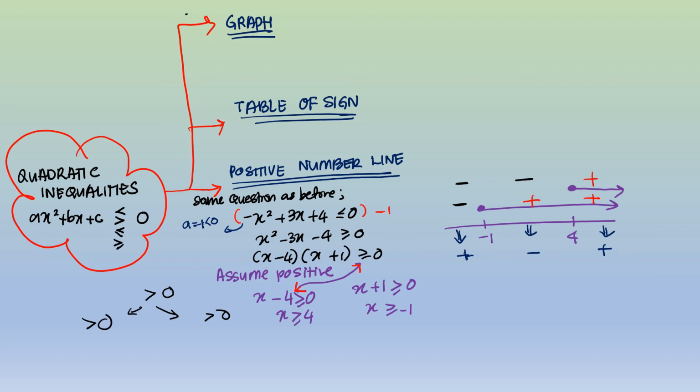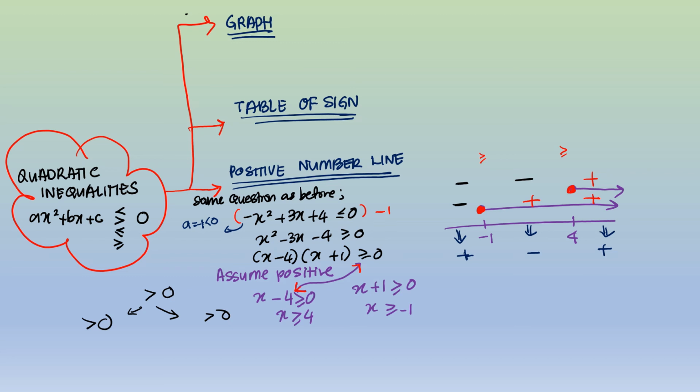Next we will draw it on the number line. You put -1 and 4 here. We start with -1. x is greater than or equal to -1, so you start with a filled circle with an arrow heading to the right. Another one is x greater than or equal to 4. So you start from 4 with a filled circle. Why is it a filled circle? Because it is a double symbol. If it is single, it will be an empty circle. Draw an arrow heading to the right because it is greater.